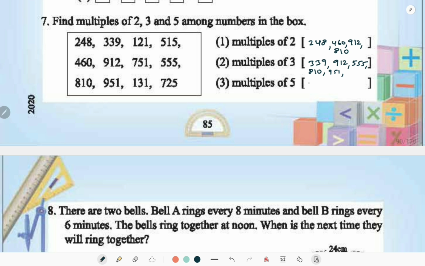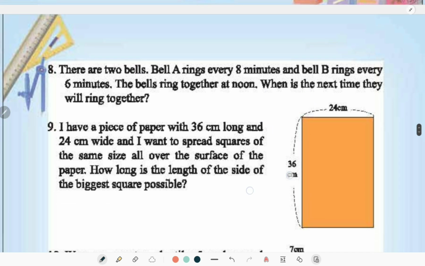Writing multiples of 5 is easy. 515, 460, 555. You have to see the units place, either it should be 5 or 0, and then 725.